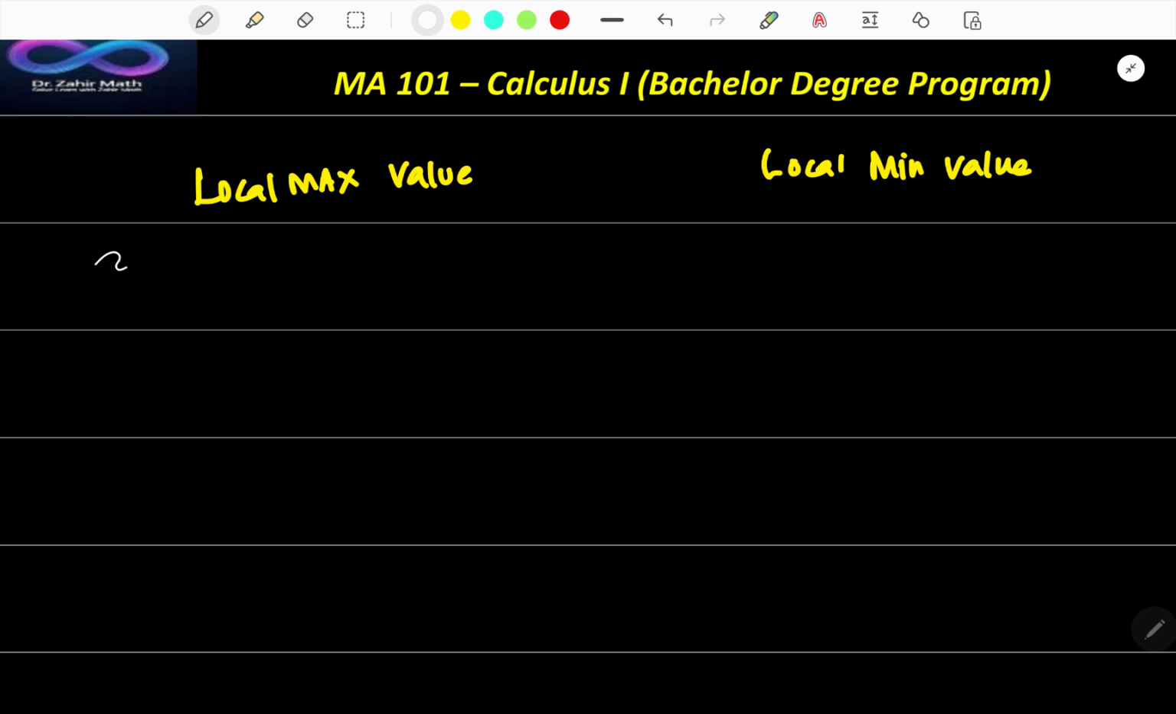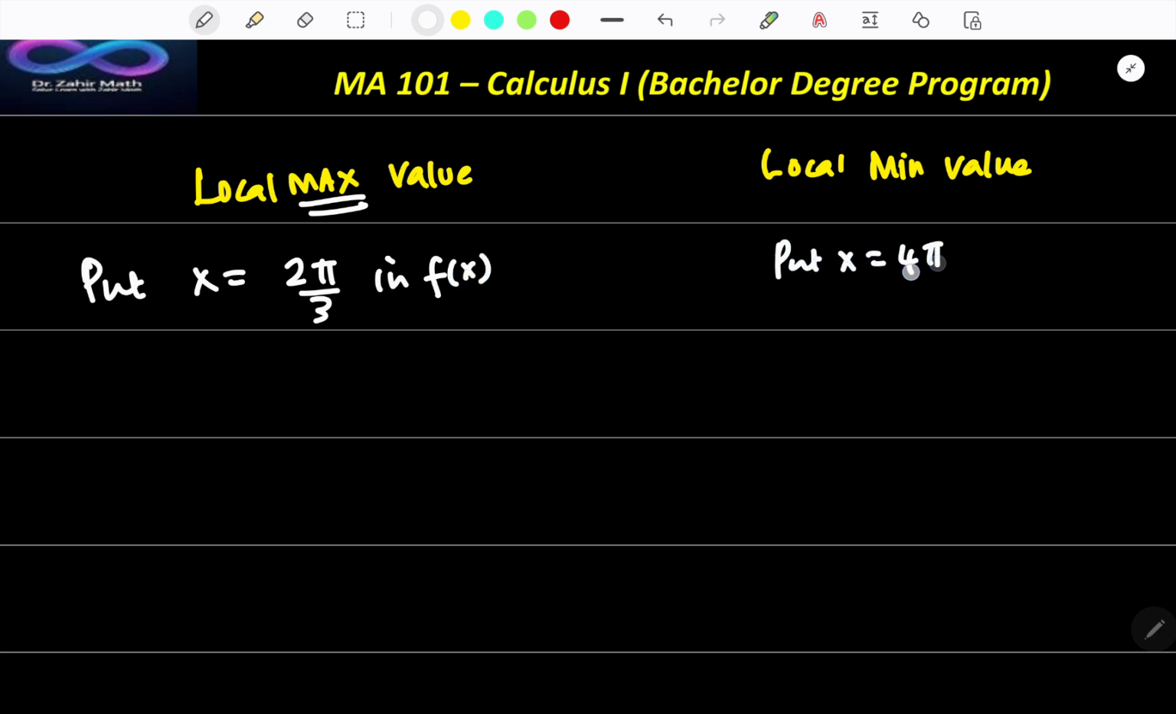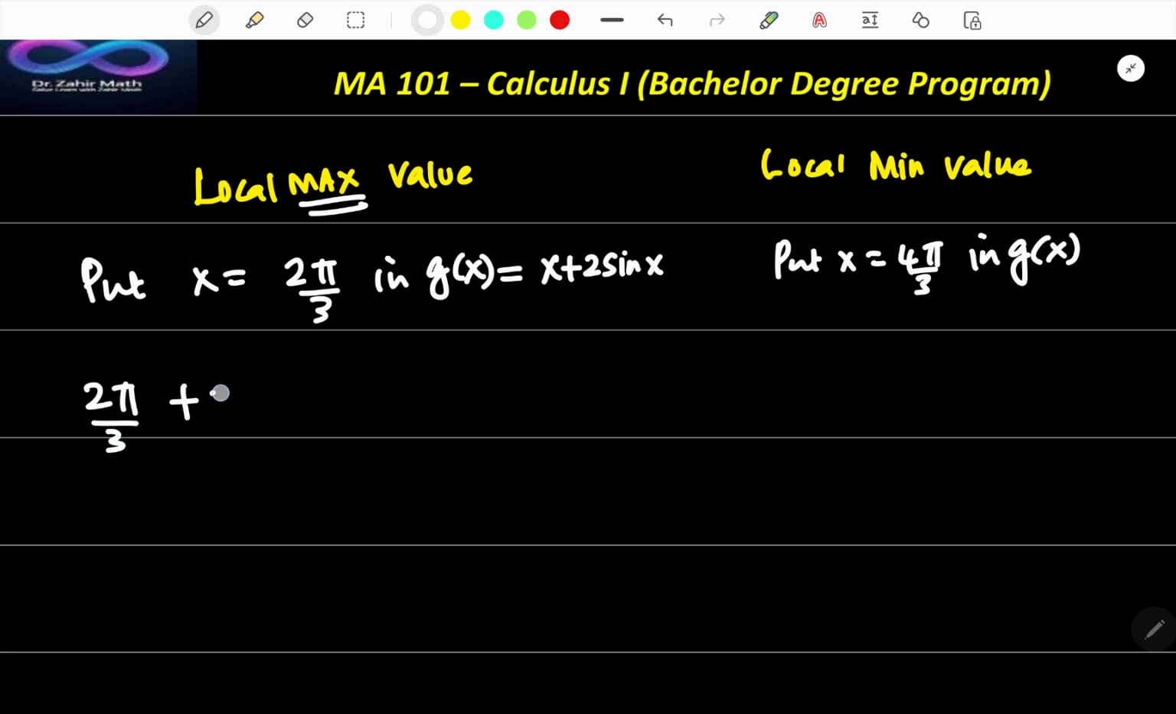What you need to do: put x equals 2 pi by 3 in f of x, because here only is the maximum. Then put x equals 4 pi by 3 in f of x. Clear? What is your f of x? The question is g of x, no problem, f of x or g of x. So what is your g of x? x plus 2 sine x. So 2 pi by 3 plus 2 times sine 2 pi by 3.